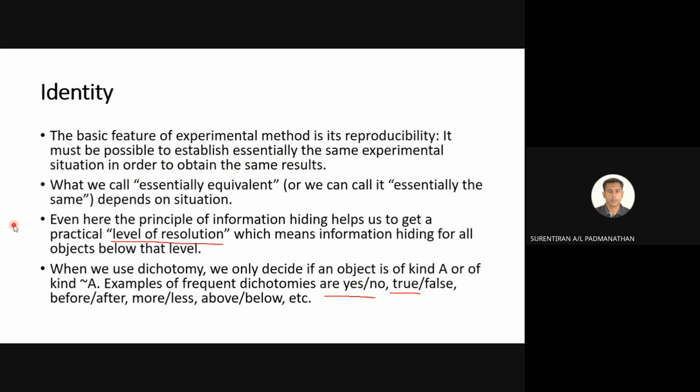Next is identity. The basic feature of the experimental method is reproducibility. It must be possible to establish essentially the same experimental situation in order to obtain the same results. What we call essentially equivalent, or essentially the same, depends on the situation.